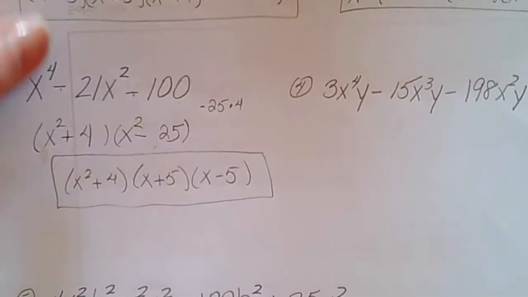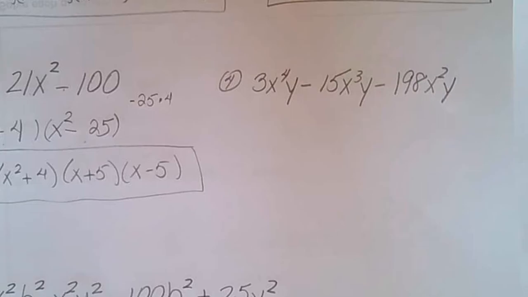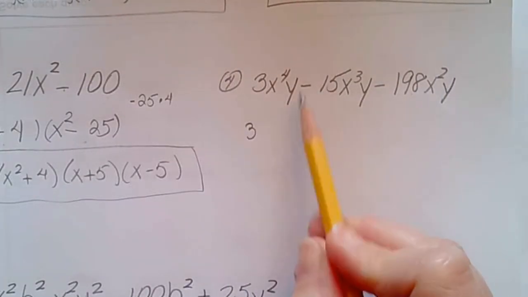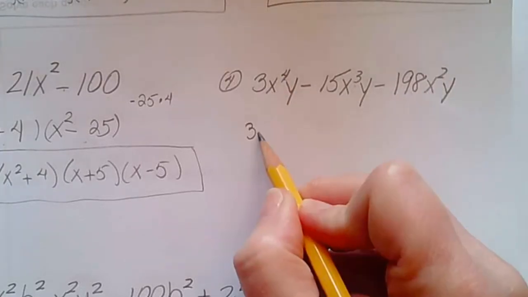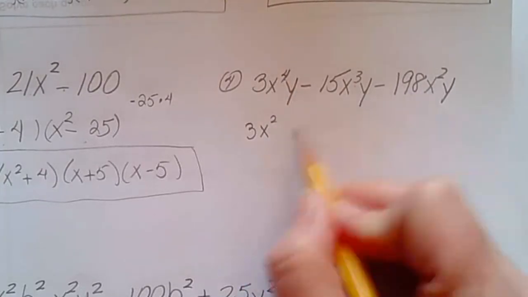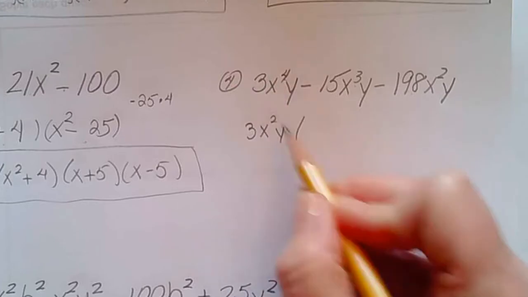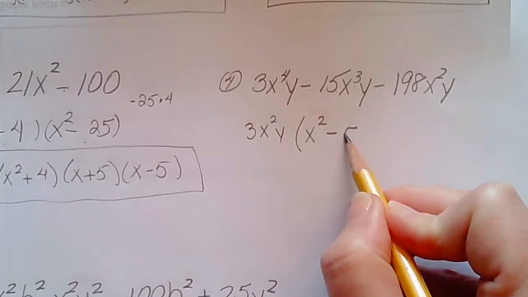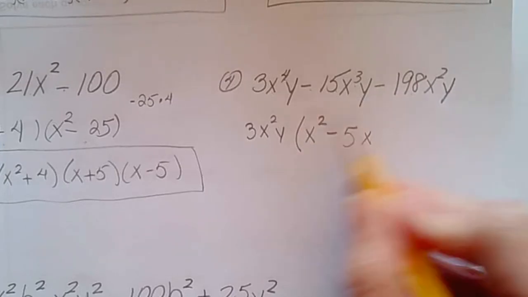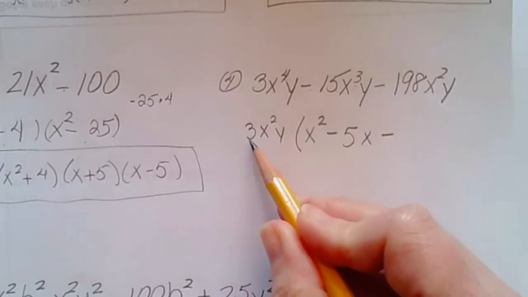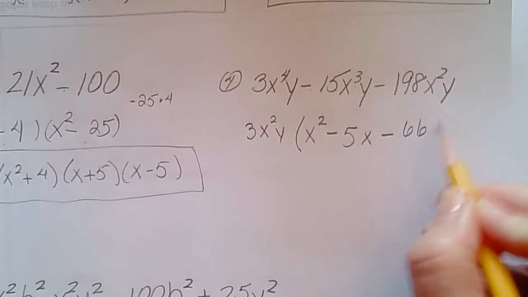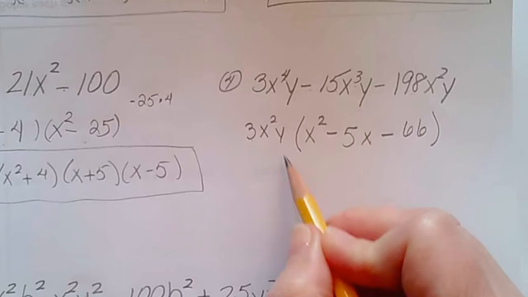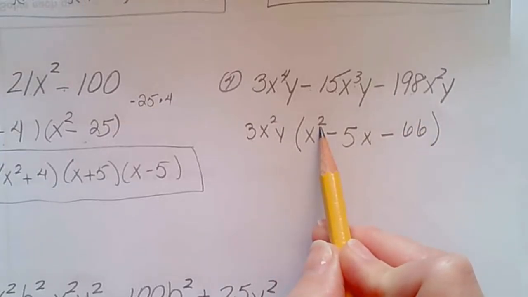Number 3. Always look for something common first. And it looks like I can pull out a 3. And x is 4, 3, 2. I can pull out 2 of them. And yes, the y also. Pull out a 3. This is just the x squared minus 5. One of the x's, the y comes out, bring down a minus. If I divide out 3, that's 66, and all of that comes out. Always try to factor again, especially if you have an x squared.